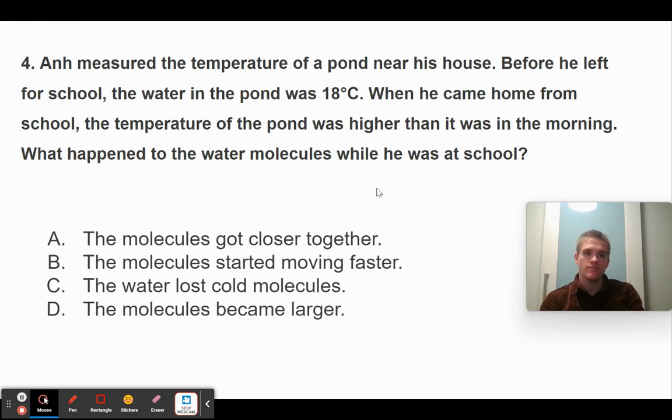Anne measured the temperature of a pond near his house. Before he left for school, the water was 18 degrees Celsius. When he came home from school, the temperature of the pond was higher than it was in the morning. What happened to the water molecules while he was at school?